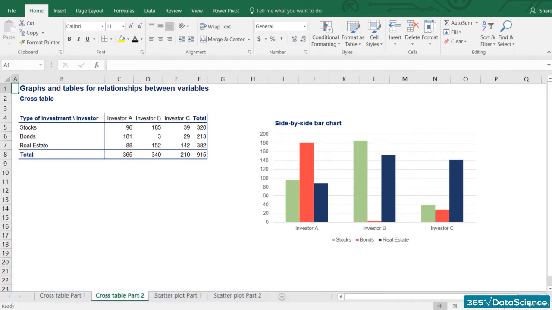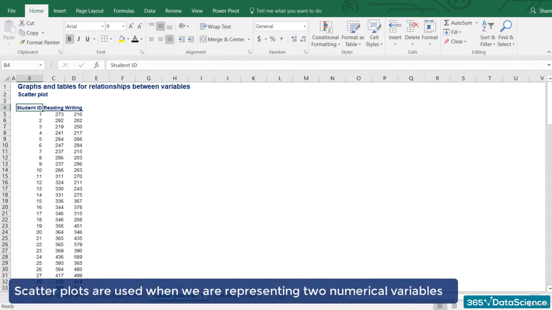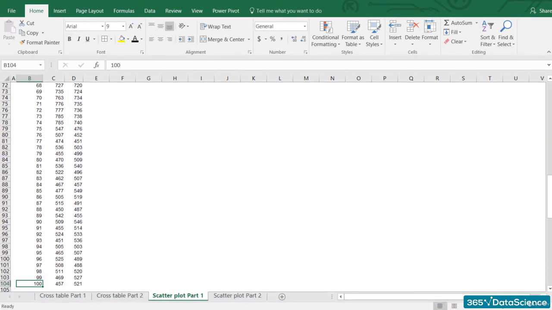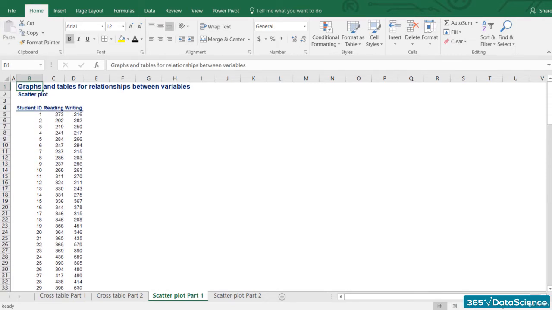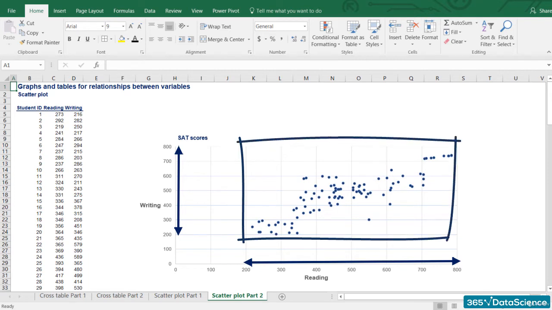Finally, we would like to conclude with a very important graph, the scatter plot. It is used when representing 2 numerical variables. For this example, we have gathered the reading and writing SAT scores of 100 individuals. Let me first show you the graph before analyzing it. Alright, first, SAT scores by component range from 200 to 800 points, and that is why our data is bounded within the range of 200 to 800.